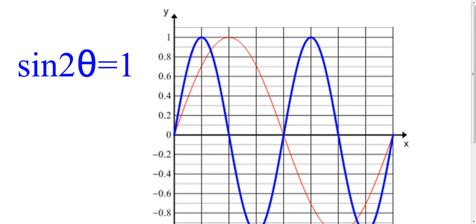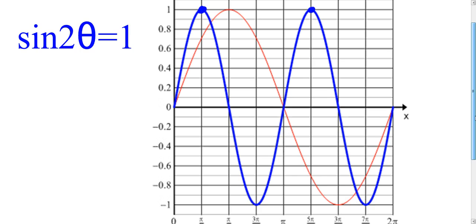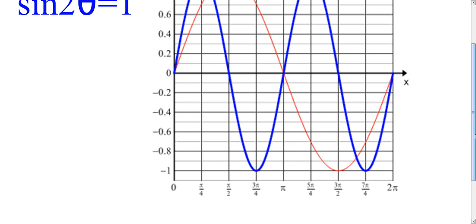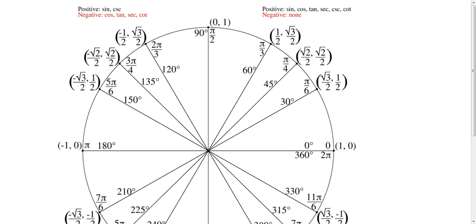I can tell by the graph that there's going to be one spot right here where sine 2 theta is 1, and I can see another spot right here where sine 2 theta is 1. And you can kind of go down and figure it out from the graph that it does happen at pi over 4 and 5 pi over 4. Sometimes the graph is a little more difficult. So the first thing I'm going to do is figure out where sine is 1. Sine is your y value, and sine is 1 at pi over 2.